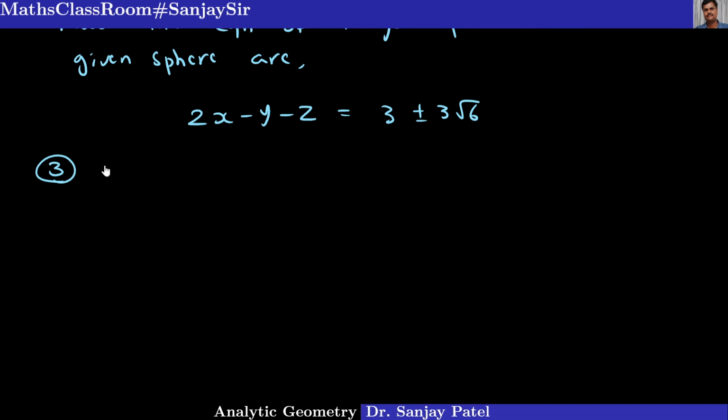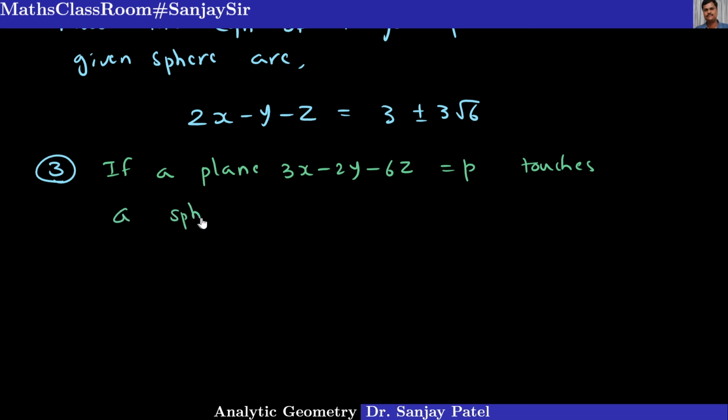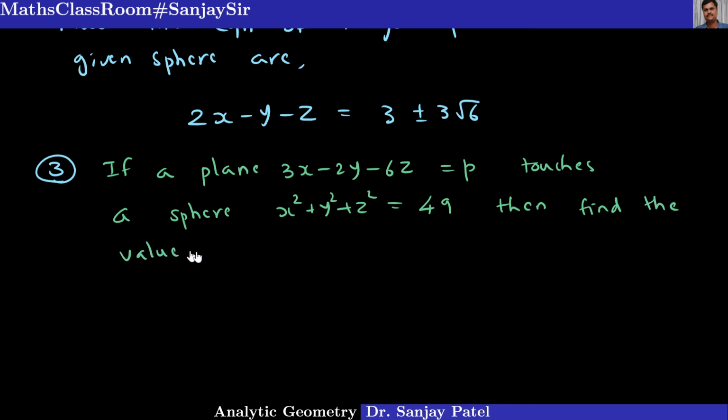If a plane 3x minus 2y minus 6z is equal to p, let me write p just for, touches a sphere x square plus y square plus z square is equal to 49, then find the value of the constant p. Find the value of the constant p and point of contact.